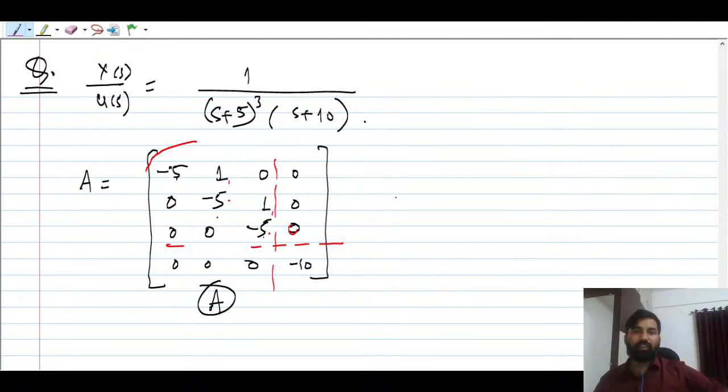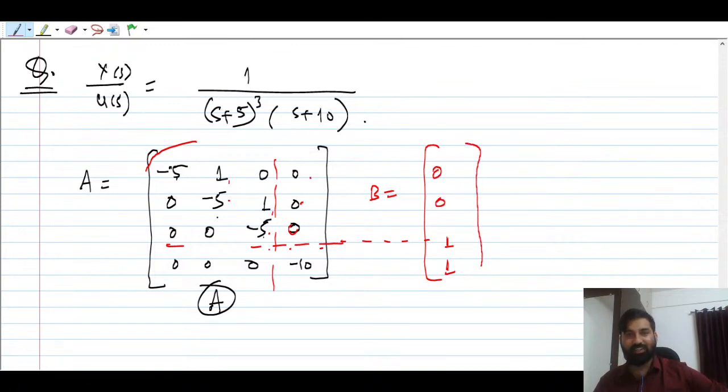Now how do we obtain the B matrix? You come here, so the Jordan block ends here. You say this is 1 and this is 1, and above everything is going to be 0. Please remember this. From where the Jordan block ends, that should be 1, and below that 1, and above everything should be 0. This is the B matrix always.